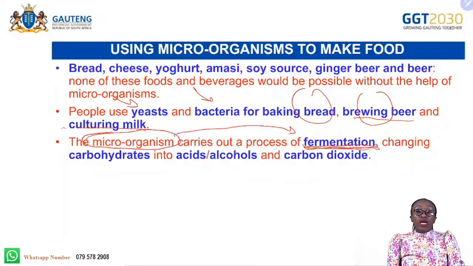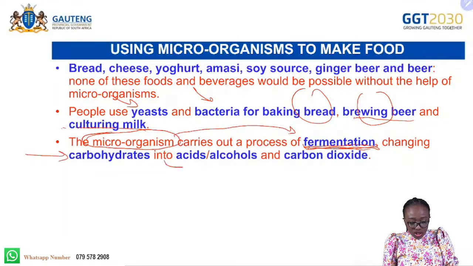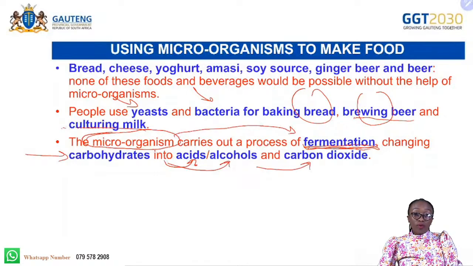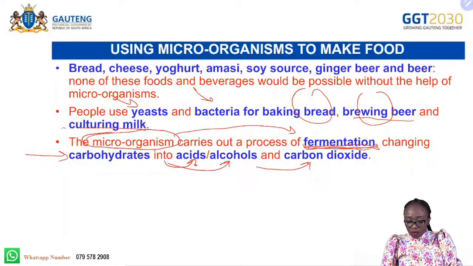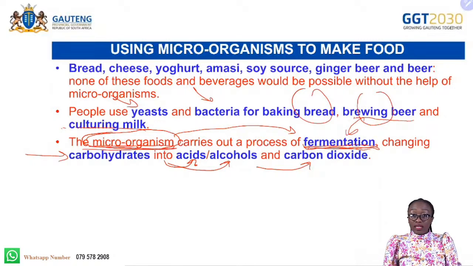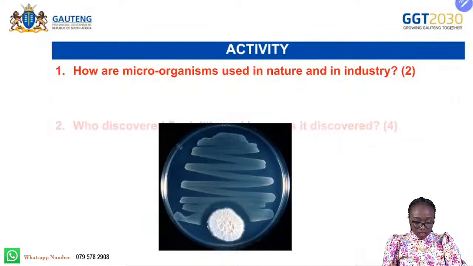How does it do it? It does it through the process of fermentation. So what really happens during fermentation? The carbohydrates present at the beginning, the reactants, will be changed into acids or alcohols and carbon dioxide. Remember, when we were learning about photosynthesis, we learned about something called a chemical reaction. So fermentation is also a chemical reaction that is carried out by microorganisms.